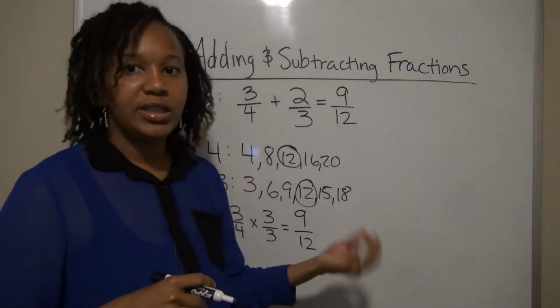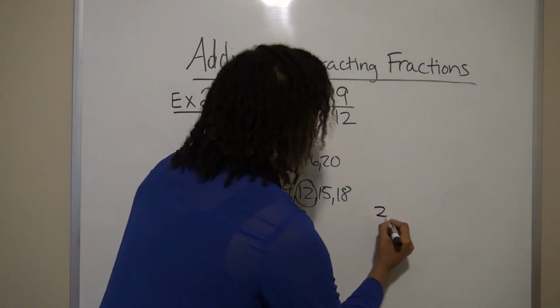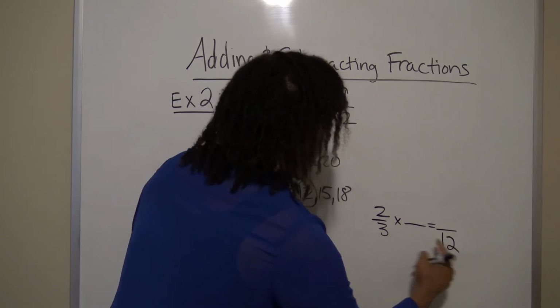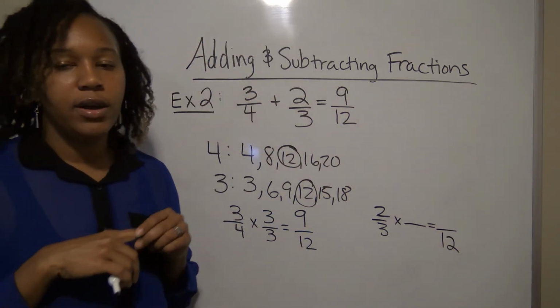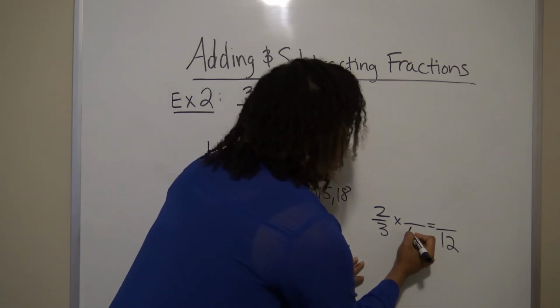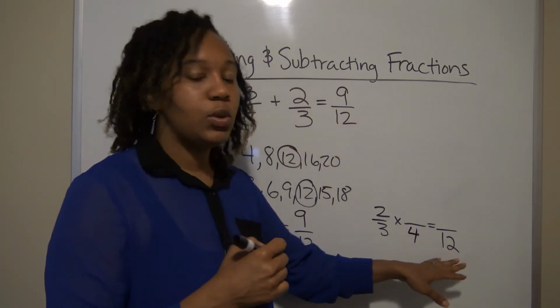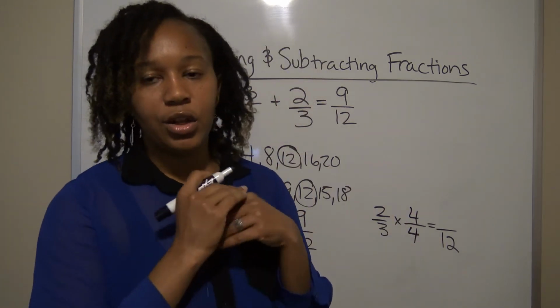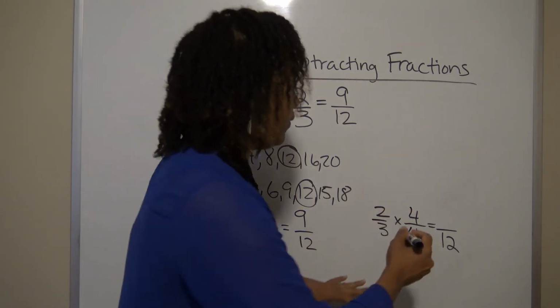And then I'll go through that same process with 2/3. So 2 over 3, I need to figure out what do I multiply 3 by in order to get 12 in the denominator. Well, 3 times 4. 3 times 4 is 12. Whatever I multiply the denominator by, I also have to multiply the numerator by. So 2 times 4 is 8.